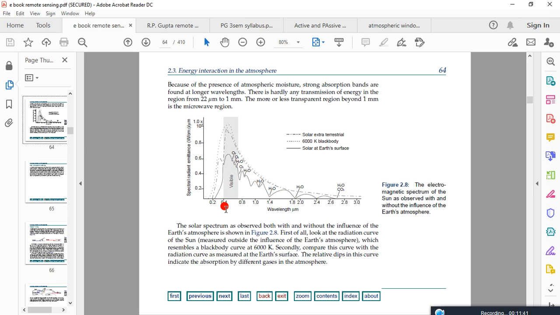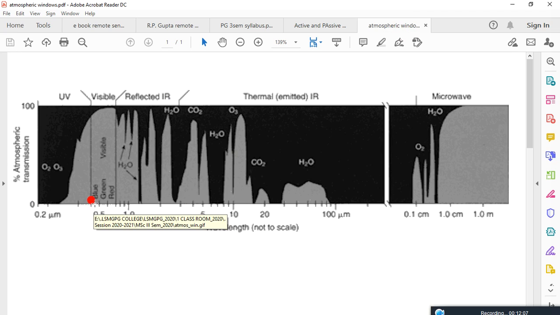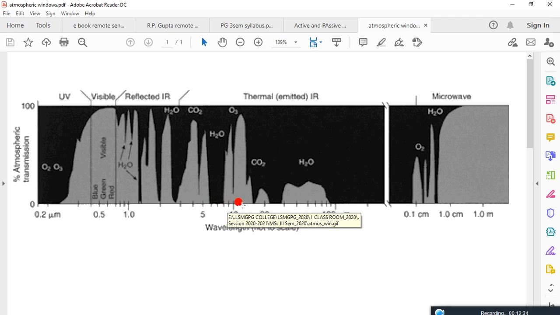So we talked about three windows as of now. The optical one, which goes from 0.4 to 2 micrometer. Let me show you this diagram. 0.4 to 2 micrometer here. This is the optical window, which includes the visible and the reflected infrared part, 0.4 to 2 micrometer. Then the other one is the thermal infrared window. Within this we have two small windows at 3 micrometer and 5 micrometer, and then the third one is at 8 to 14 micrometer here.